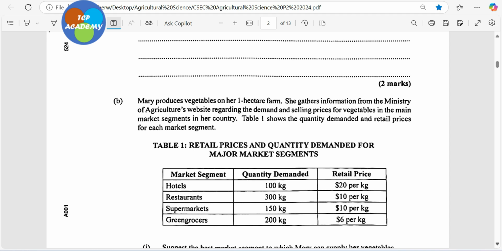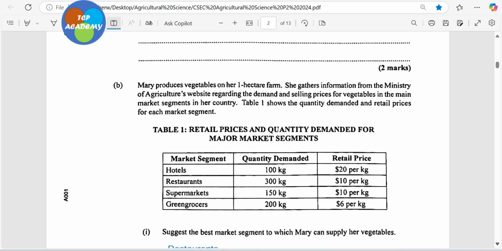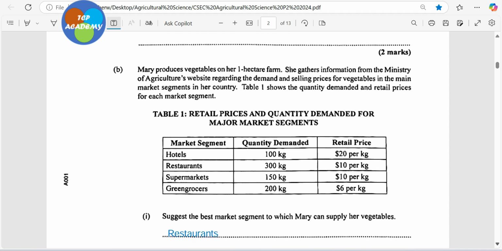Table 1 shows the quantity demanded and retail prices for each market segment. Table 1: retail price and quantity demanded for major market segments. Now, here it is: hotel, restaurant, supermarket, and greengrocers. You are seeing it here, and you're seeing the prices as well. Now, suggest the best market segment to which Mary can supply her vegetables.